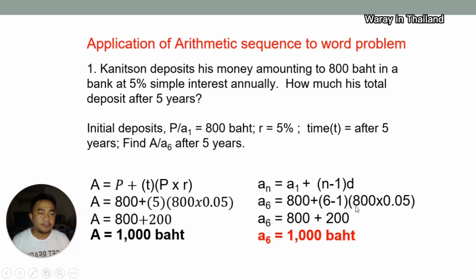Then the common difference is the principal times the rate. So we multiply, this will be 5, the same as this one, right? 200 plus 800 or 1,000. Okay, the same, right? So that's the relationship between the arithmetic sequence and the simple interest. Now we have here more examples.